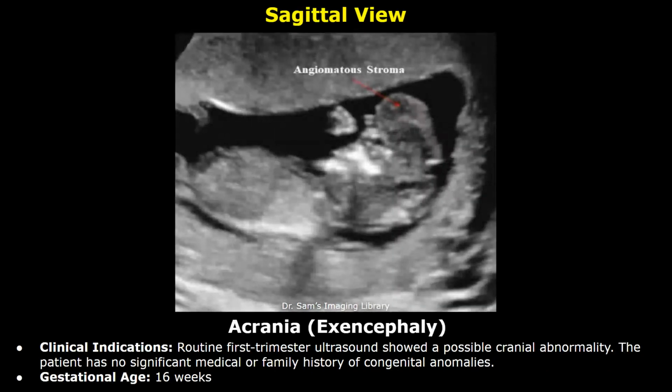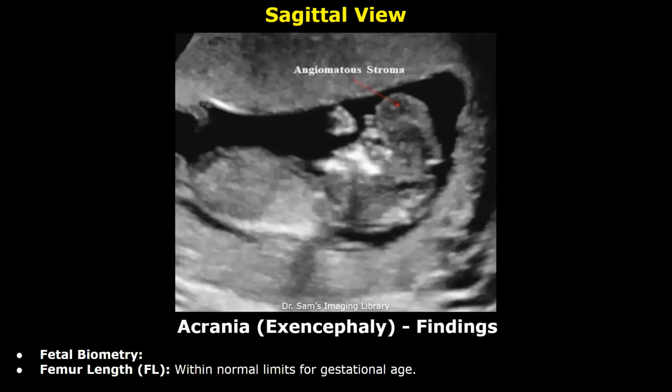This is a case of Acrania or Exencephaly. Clinical indications: routine first trimester ultrasound showed a possible cranial abnormality. The patient has no significant medical or family history of congenital anomalies. Gestational age 16 weeks. These are the findings. The femur length is normal.